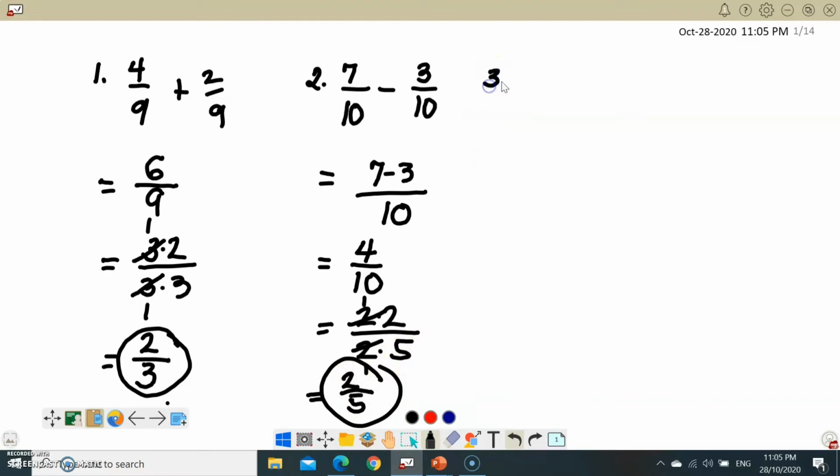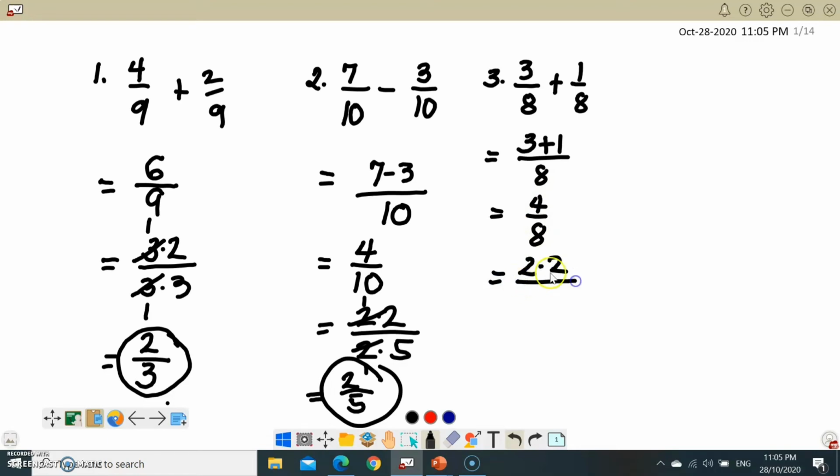So let's try one more. 3 over 8 plus 1 over 8. So we add the numerators, so that is 3 plus 1 over 8, and 3 plus 1 is equal to 4 over 8. So we simplify. Factors of 4 is 2 times 2. Factors of 8 are 2 times 2 times 2. So we cancel 2 and 2.